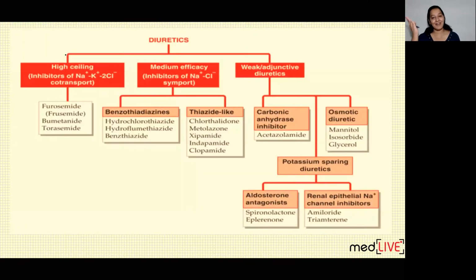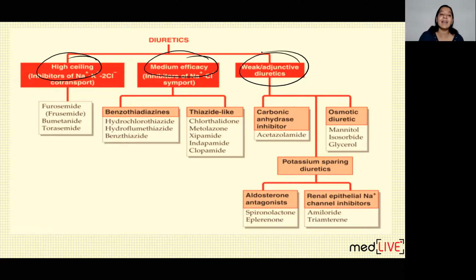Diuretics are classified in three major classes. What are the three major classes? High ceiling diuretics, medium efficacy diuretics, and weak diuretics. High efficacy, medium efficacy, and weak. There are three major classes depending on their efficacy. I will come to these classes one by one. First, finish the classification.